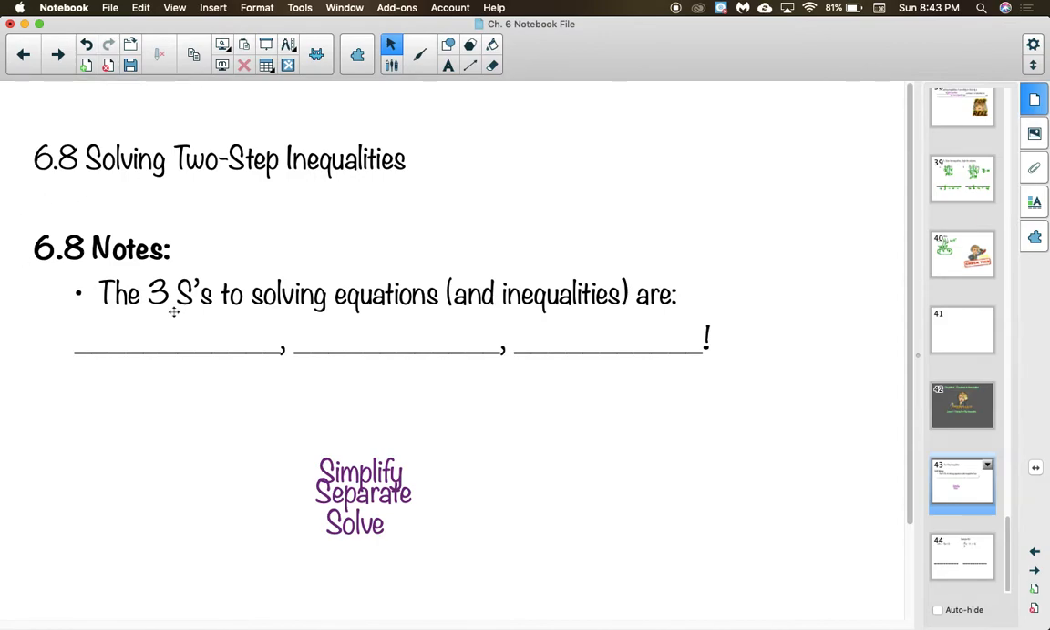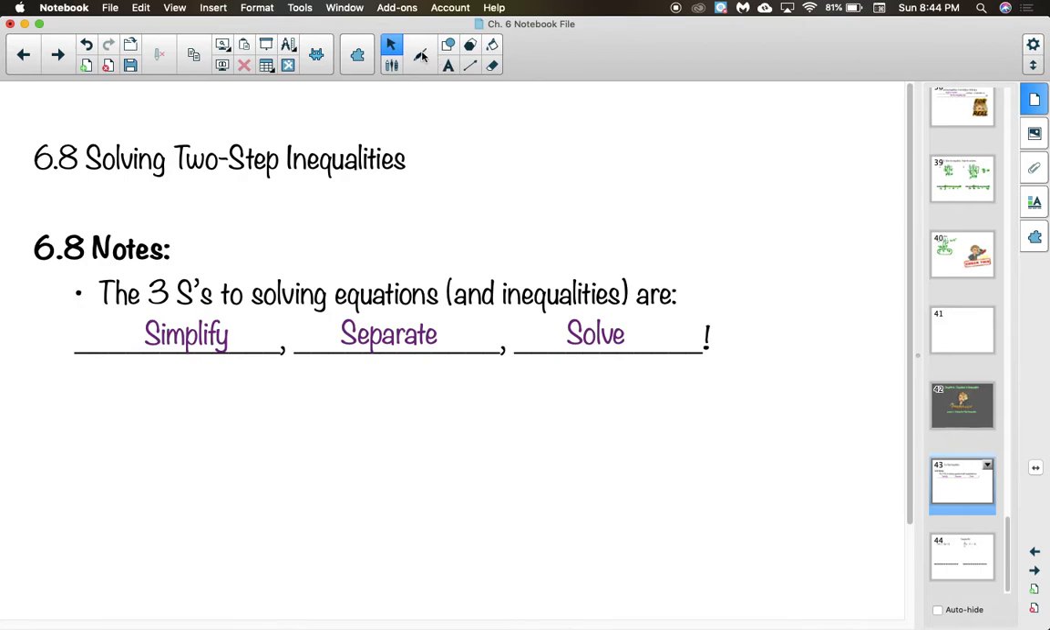So our notes. The 3 S's of solving equations and inequalities are simplify, separate, solve. So we're going to stick with these same 3 steps. You know what operations we can use during each step. We'll talk about this really quickly.